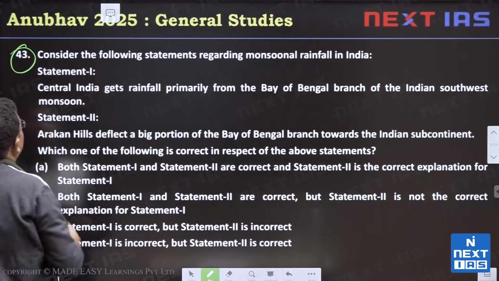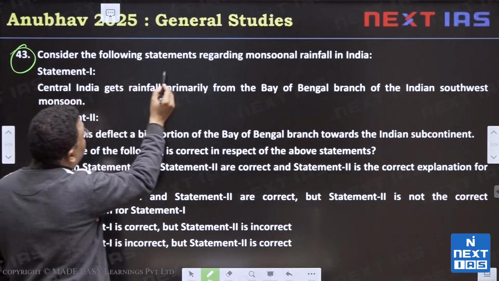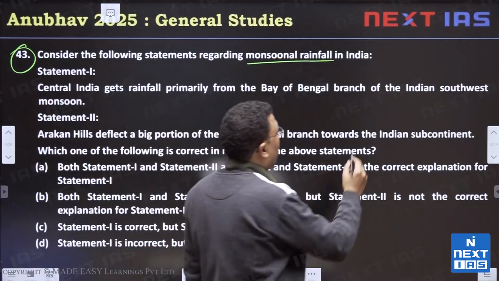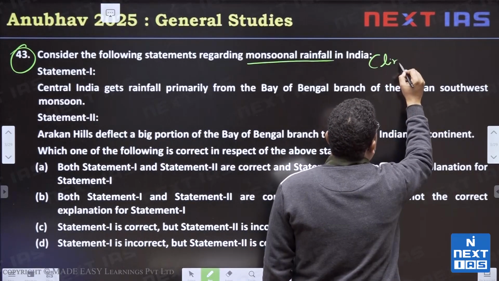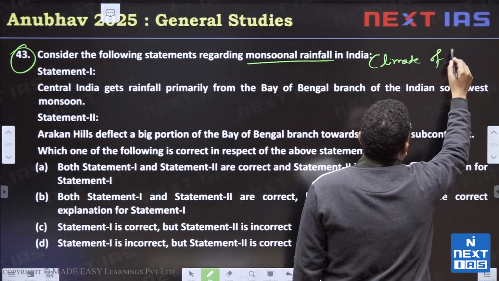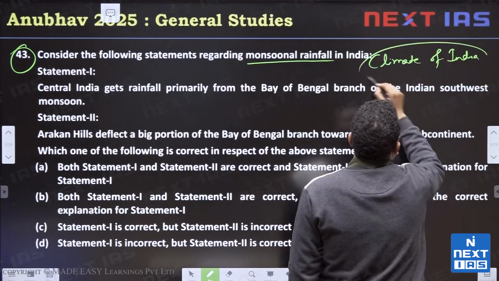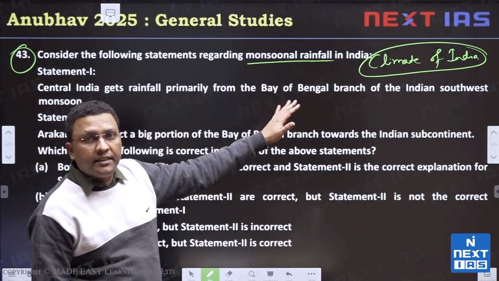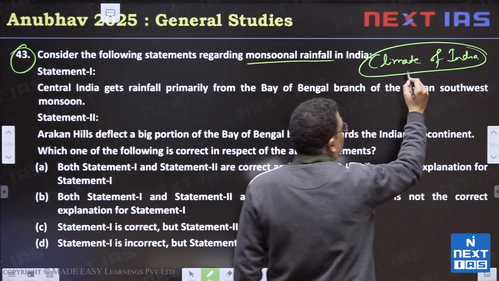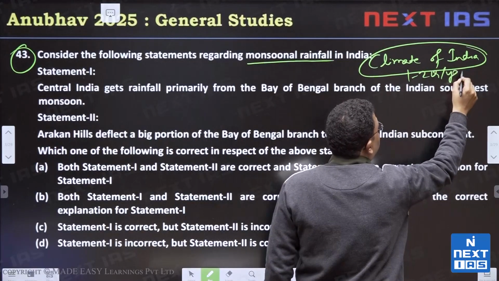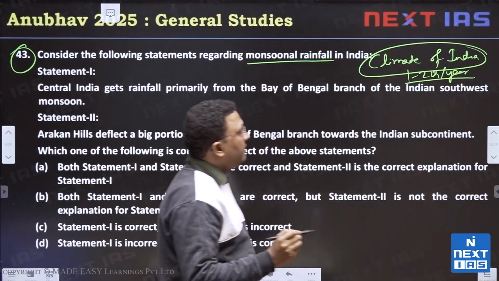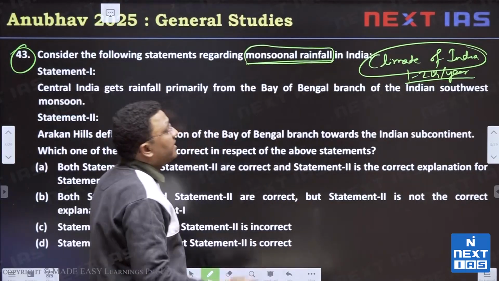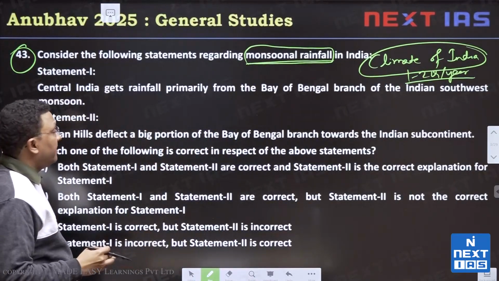So this is our question 43. It says, consider the following statements regarding monsoonal rainfall in India, right? So first of all, it's a question from the chapter Climate of India. This again is a very important chapter in Indian geography from prelims exam point of view, right? You can expect 1 to 2 questions almost every year from this topic, right? And this particular question has been framed on topic Indian monsoon, right? So let's read the statements.